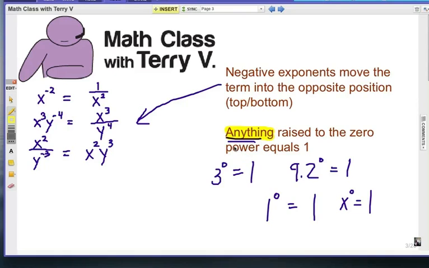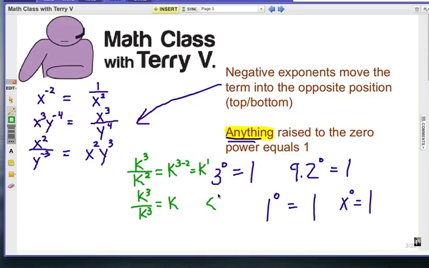And here's why. Okay, we have k to the third power divided by k to the second power. Well, from a previous video, you know that we can do k to the 3 minus 2 power, which is k to the first. All right, so let's use the subtraction rule and see what happens. What if we had k to the third power divided by k to the third power? Well, we could say that that's really k to the 3 minus 3 power, which is k to the 0 power.